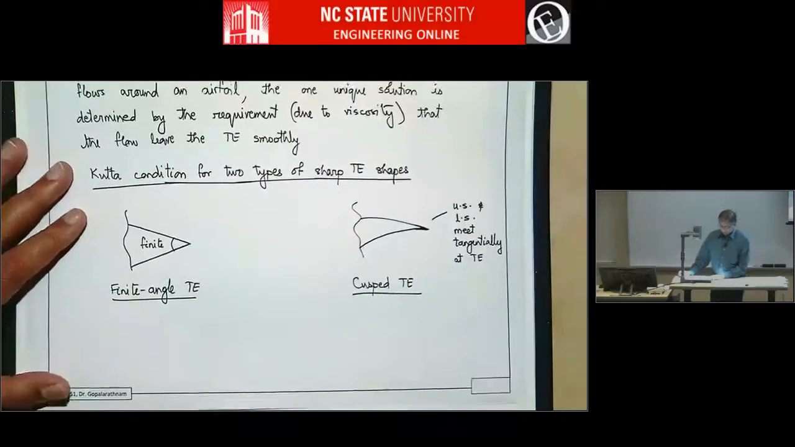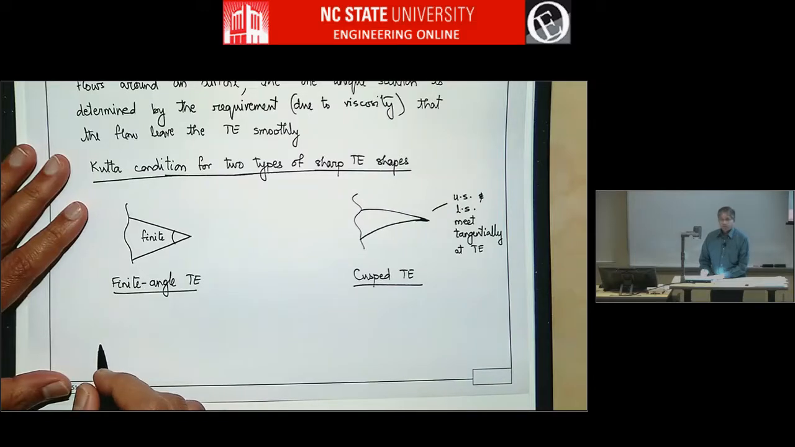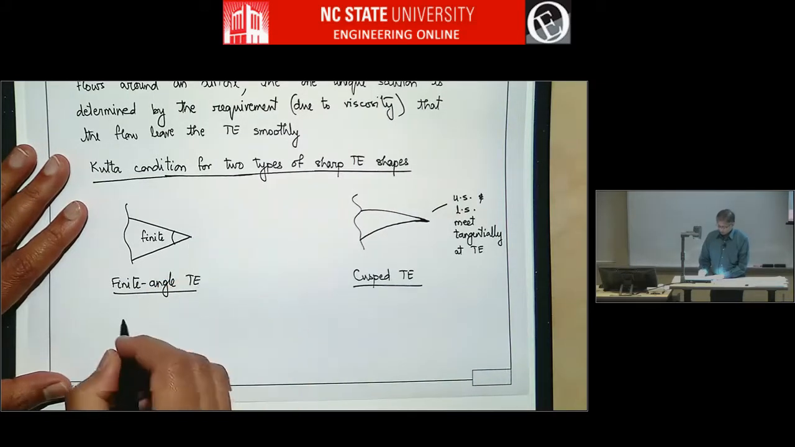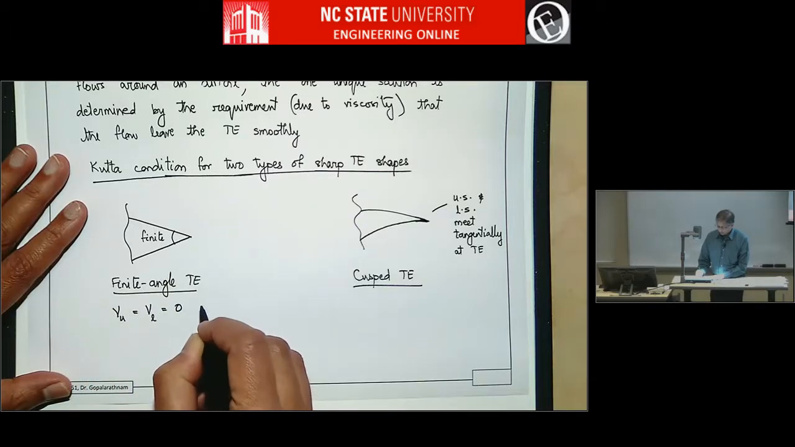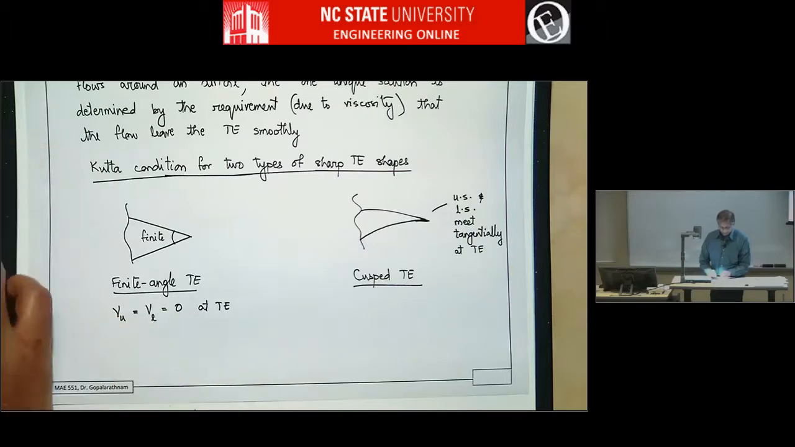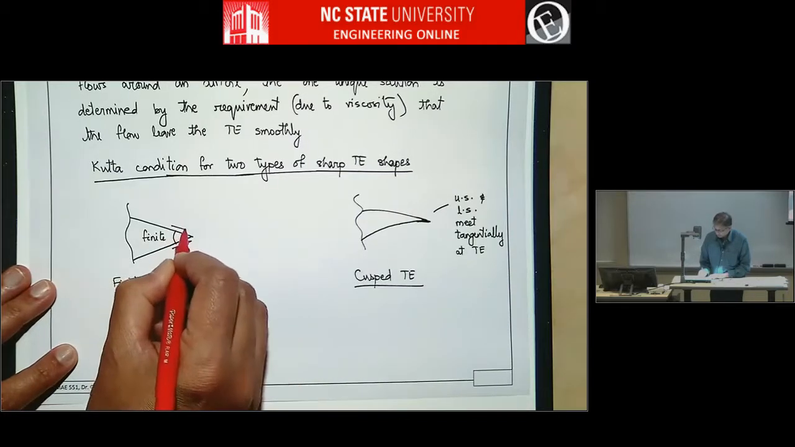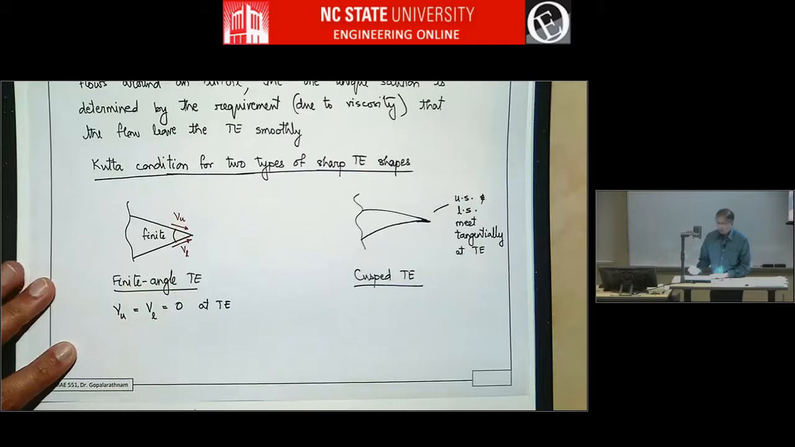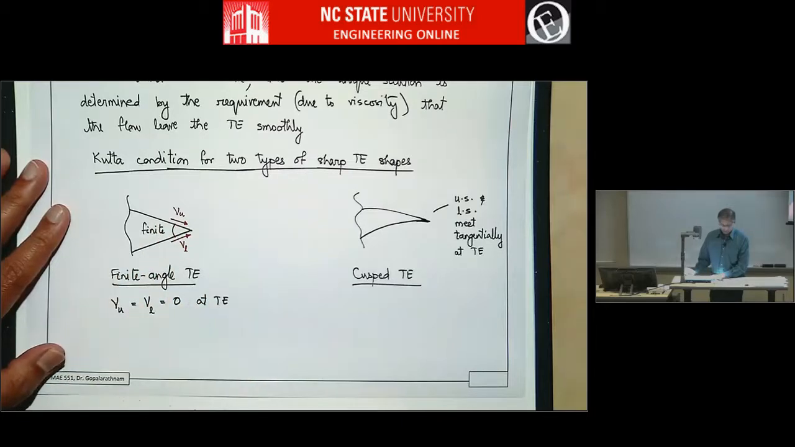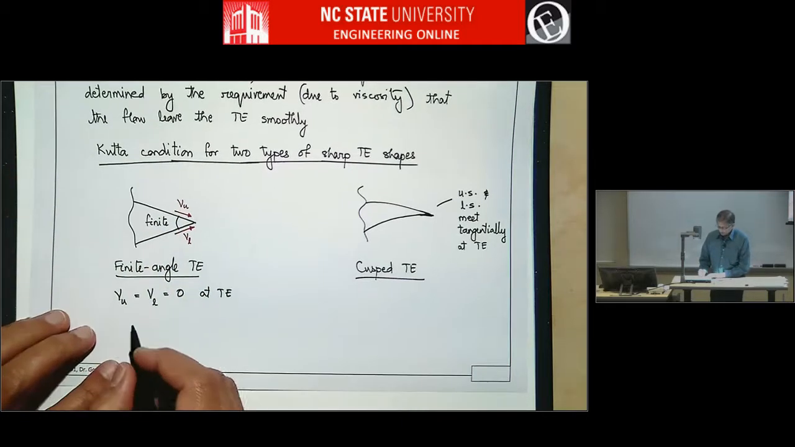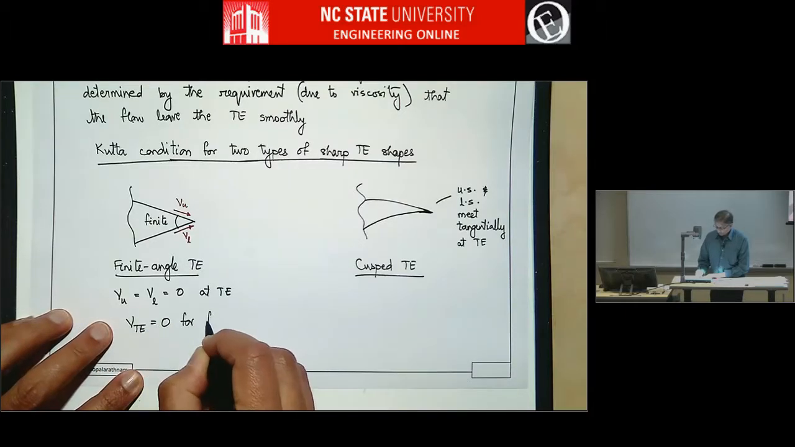So it turns out that for a finite angle trailing edge, the velocity of the flow comes to 0 at the trailing edge. So velocity on the upper surface equals velocity on the lower surface, and both are equal to 0 at the trailing edge. This is the potential flow velocity at the surface. This is velocity on the lower surface, velocity on the upper surface. And so you can write this as V at the trailing edge equals 0 for a finite angle trailing edge.